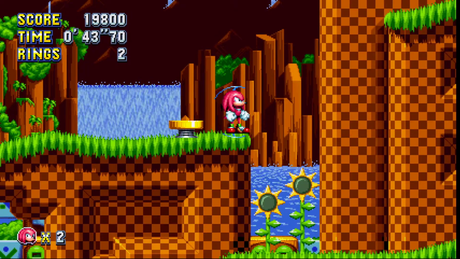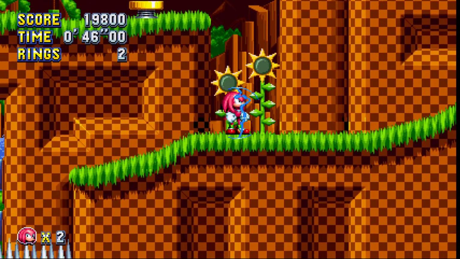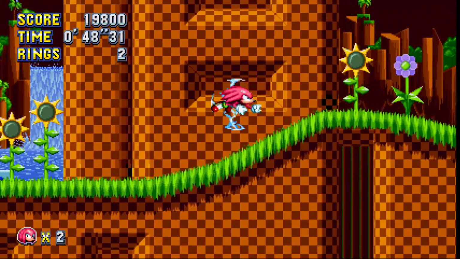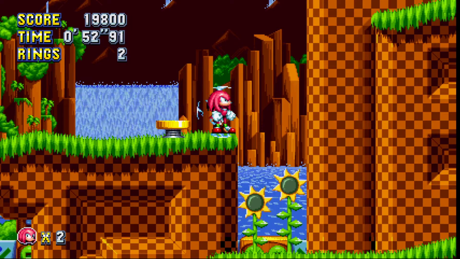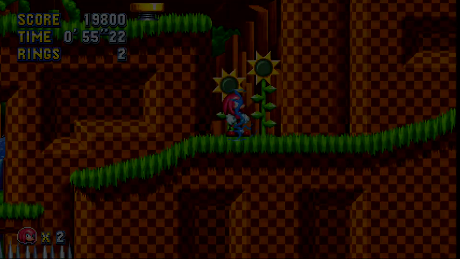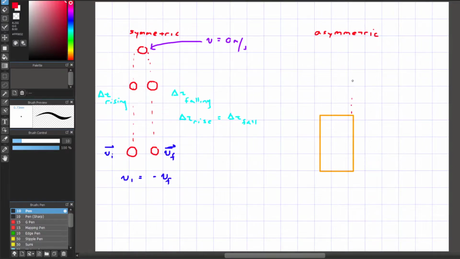In this video game footage, Knuckles is jumping off from a higher edge and landing on the ground. This is considered an asymmetric path because Knuckles starts and ends at different heights. Because the path is asymmetric, we cannot say the initial velocity at the edge equals the final velocity right before it hits the ground. In addition, if it's asymmetric, the time the object spends rising is not equal to the time it spends falling. However, the object's velocity at the top of its path is still 0.